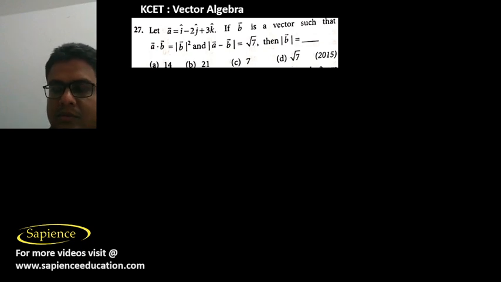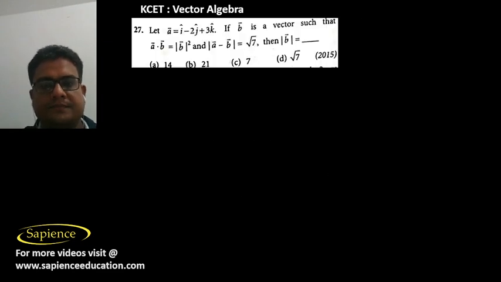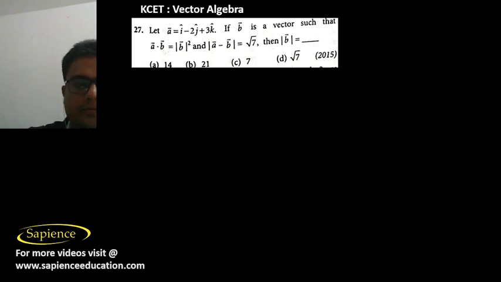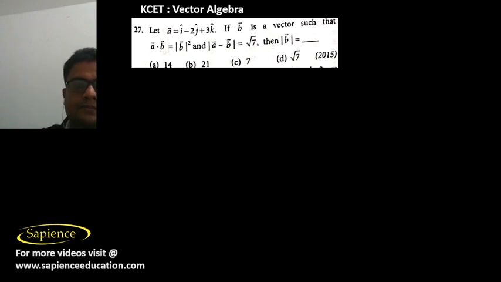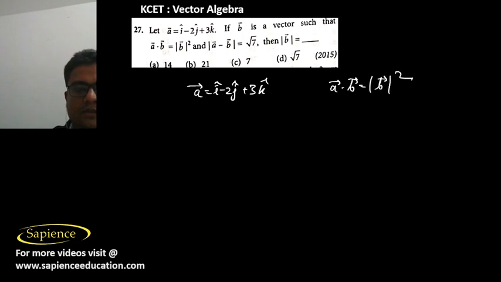Then question number 27. It is told that vector A is I cap minus 2j cap plus 3k cap. B vector is a vector such that A dot B is equal to magnitude of B square, and magnitude of A minus B is equal to root 7. Magnitude of B vector is how much?